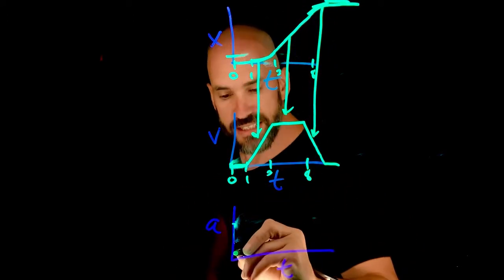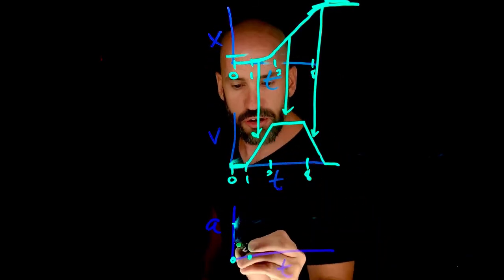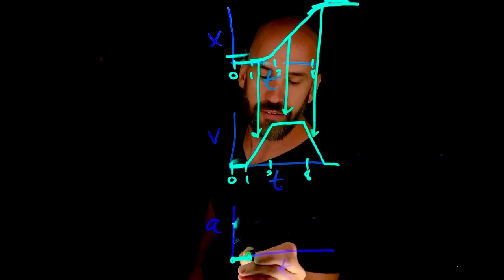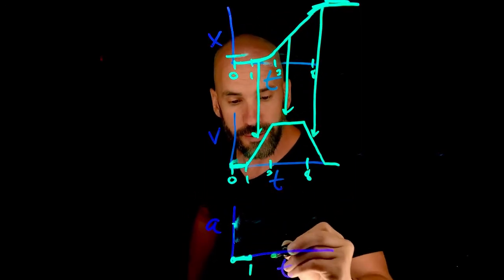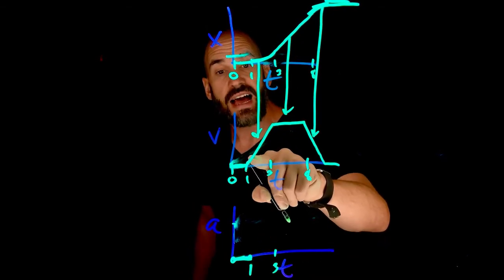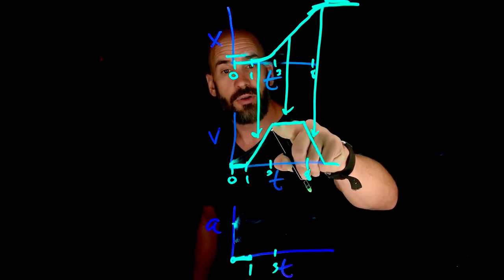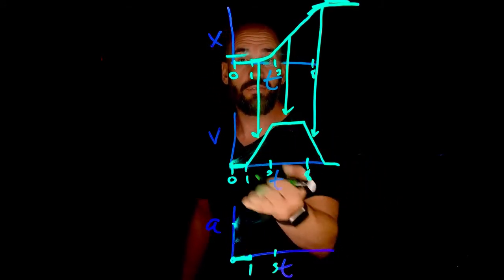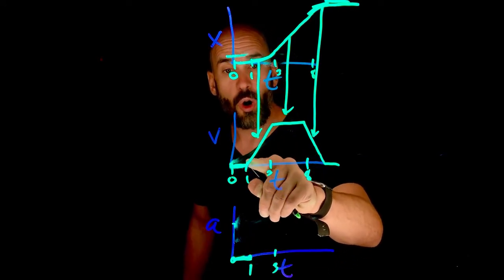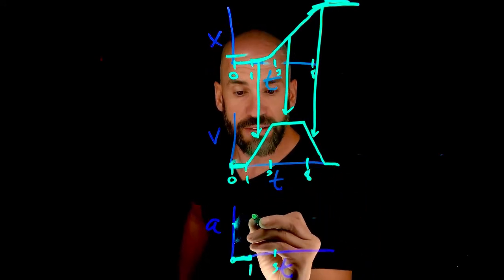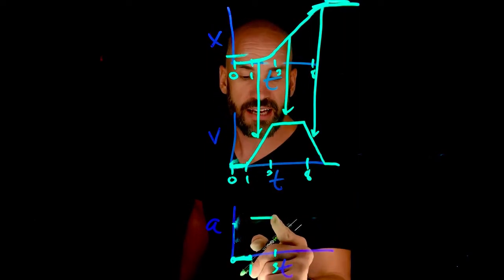Well, from 0 to 1, again, no change in motion, no acceleration. That's going to be a flat line right there, right? But when we get from 1 to 3 here, the slope is a constant, right? Remember, acceleration is the slope of the velocity versus time graph, and the slope here is totally constant, which means we're going to have a constant acceleration. And it's a positive slope, so we're having a positive constant acceleration.